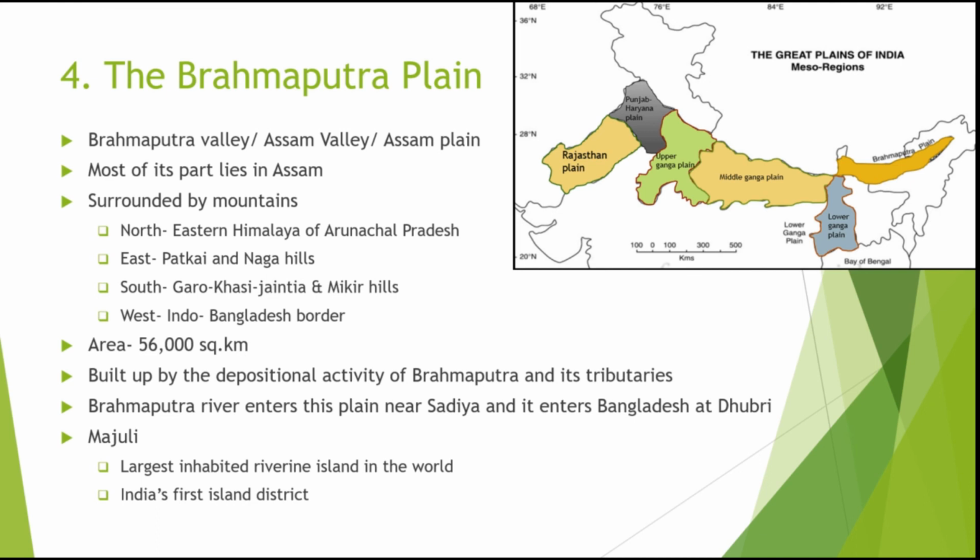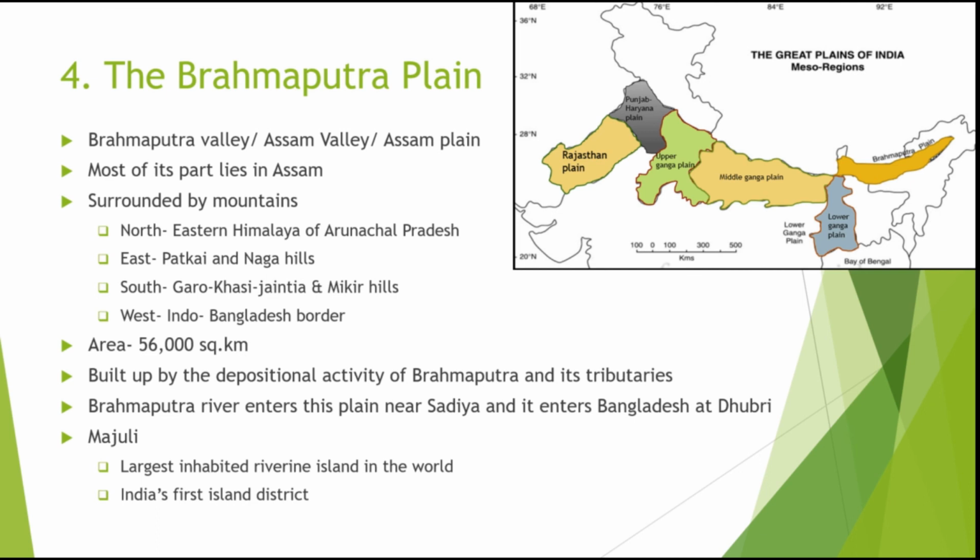It is surrounded by the eastern Himalaya of Arunachal Pradesh in the north, Patkai and Naga Hills in the east, Garo Khasi Jaintia and Mikir Hills in the south, and it is bordered by the Indo-Bangladesh border on the west. It covers a total area of about 56,000 square kilometer. This plain is formed due to the depositional activity of Brahmaputra and its tributaries.